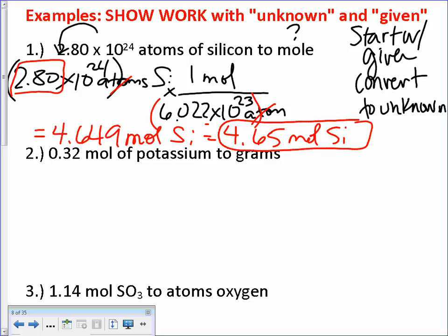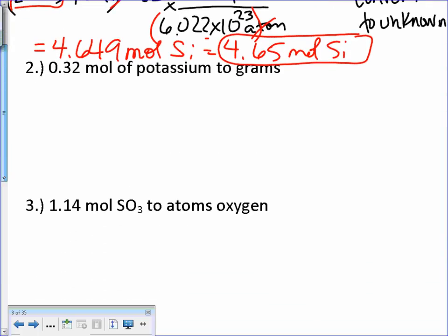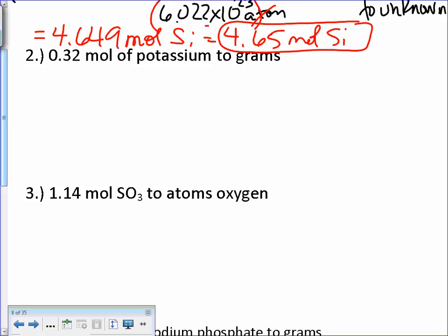All right. I'm forcing you to practice in your calculator because I don't want you to mistakenly think that you're doing it right and you're not doing it right in your calculator. You're probably doing it right on paper, but not in your calculator. Okay. So next one. 0.32 moles of potassium to grams. What is our question? Grams, right? So don't forget, we're going to grams of potassium. Potassium is K, not P.